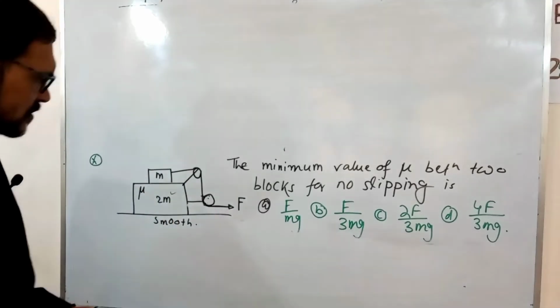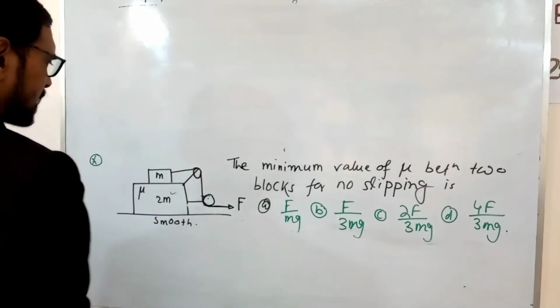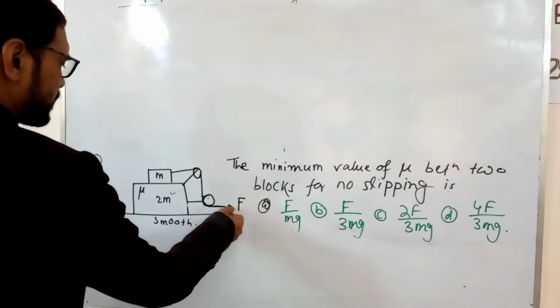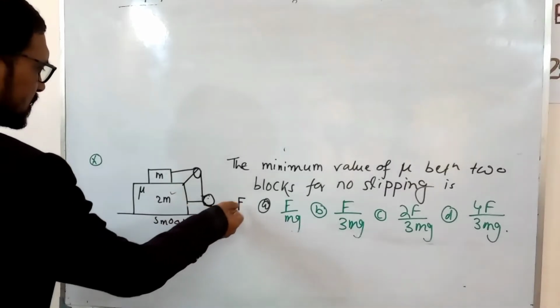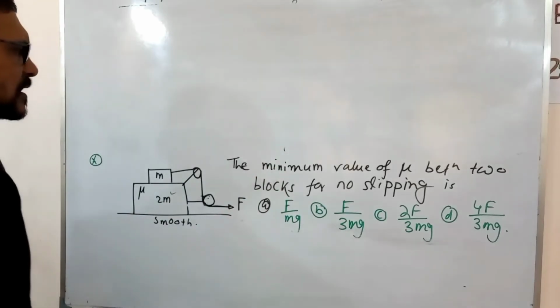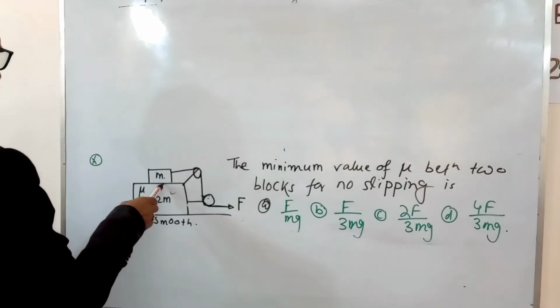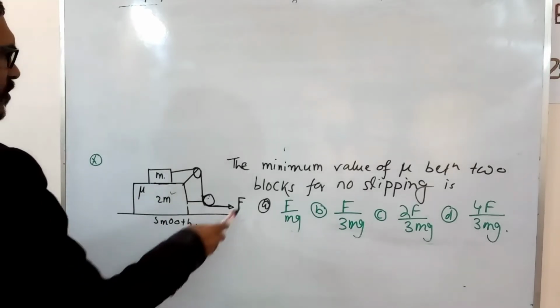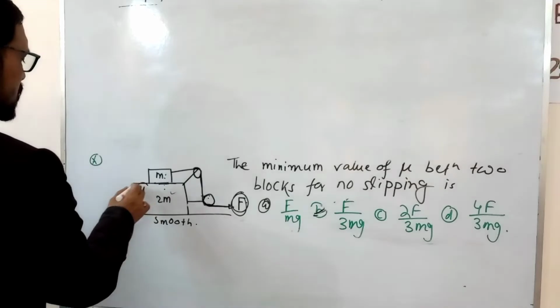Now a block of mass m is placed on another block, and the whole system is placed on smooth ground. An external force F acts through the string, and the whole system moves in this direction. What is the minimum value of mu between the two blocks for no slipping? So this block will not slip over this block. What is the coefficient of friction?